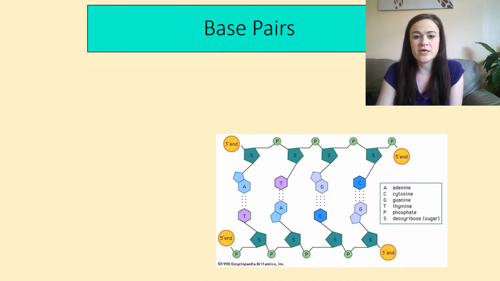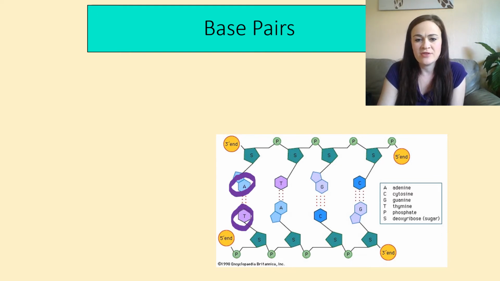Now what we've got in this diagram is a strand of DNA on its side, and you can see the A joining with the T here, and then the G joining with the C there. So we've got our base pairs. Okay.